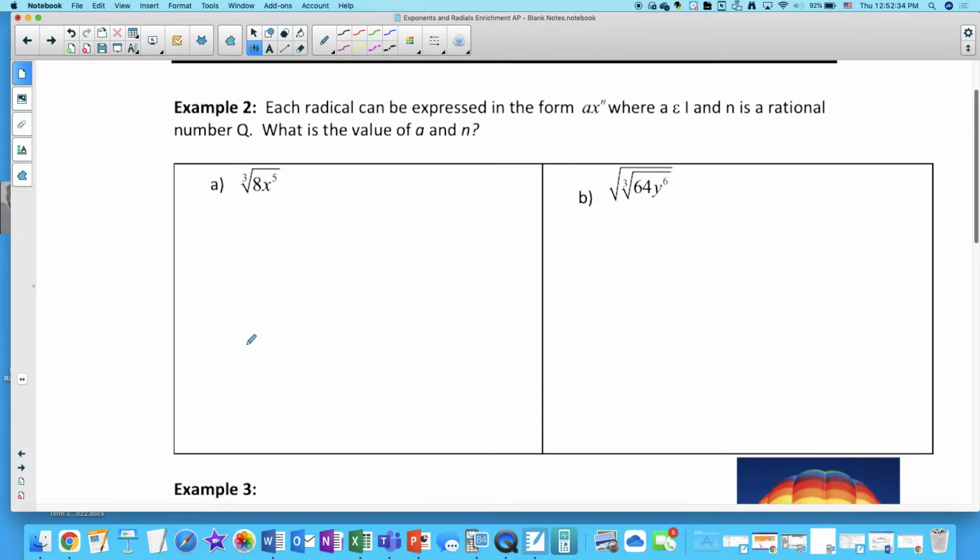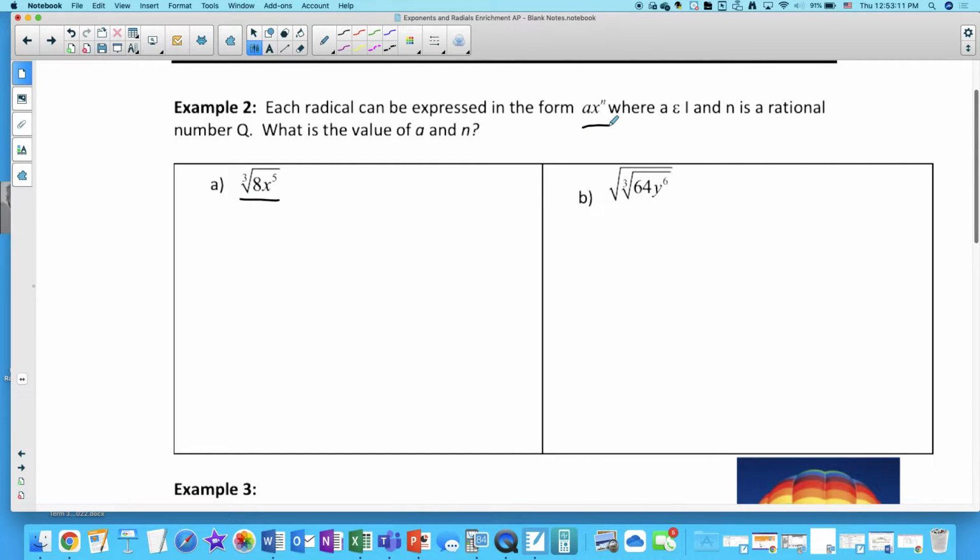Okay, so this is a very common question that you might get in a numeric response. So here it is. Each radical can be expressed in the form a x to the n, where a is an element of the integers. That's poor math type. I'd make that better on a numeric response. So a is an integer, n is a rational number q. What is the value of a and n? Okay. So we need to basically get this into this format.